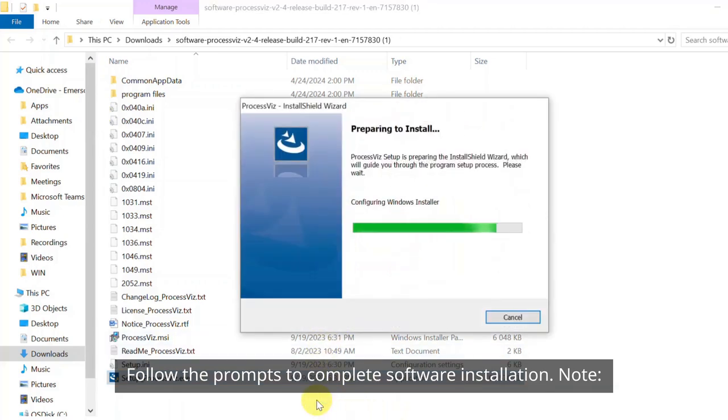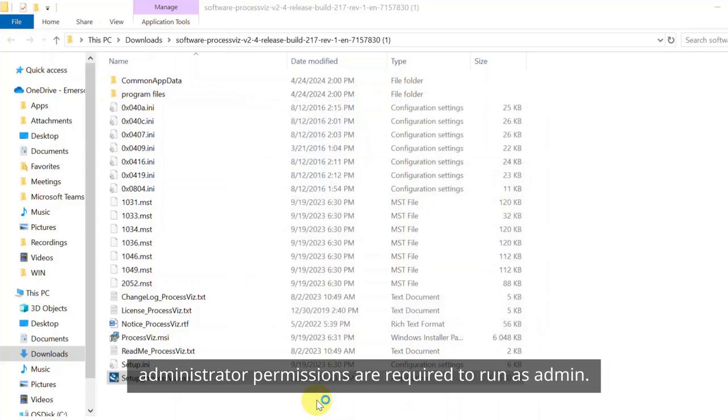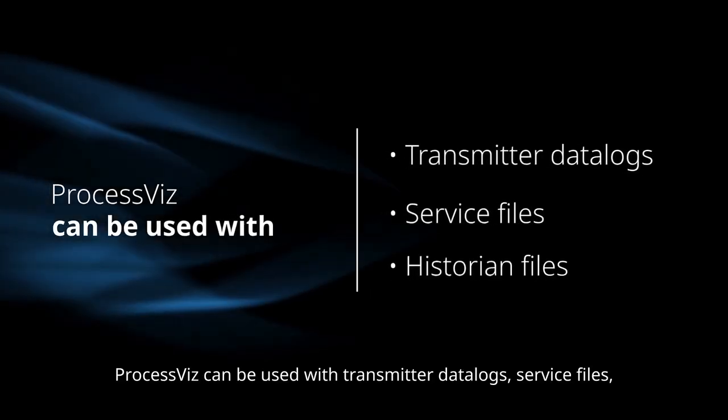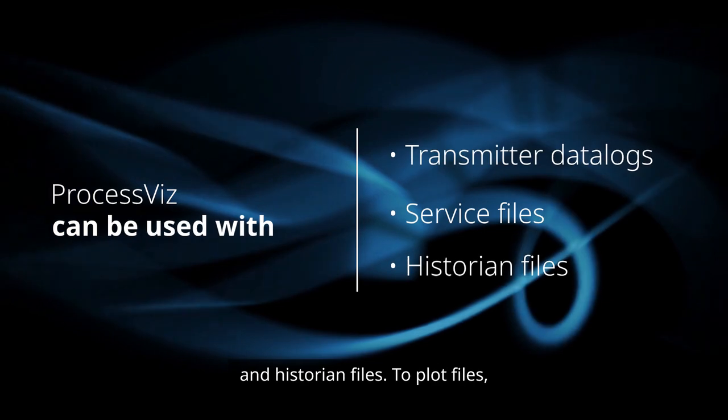Follow the prompts to complete software installation. Note: administrator permissions are required to run as admin. ProcessViz can be used with transmitter data logs, service files, and historian files.